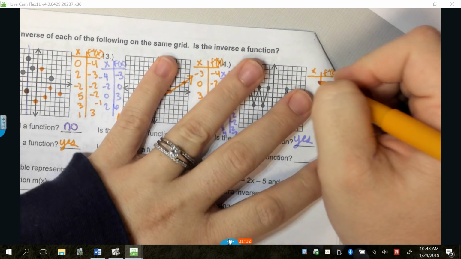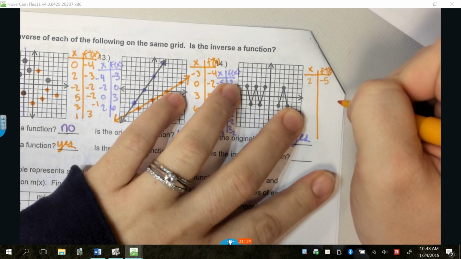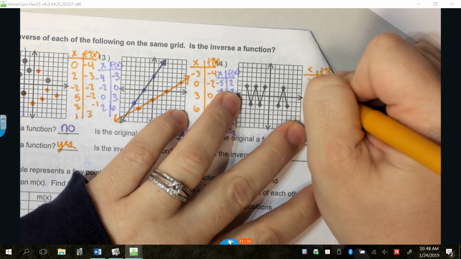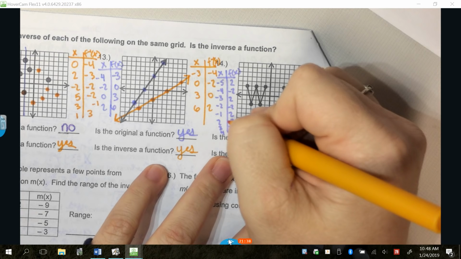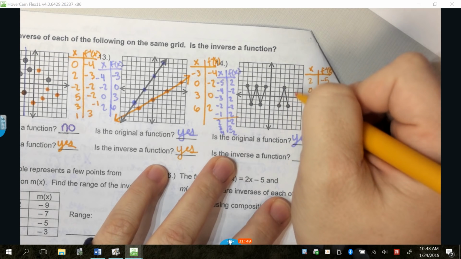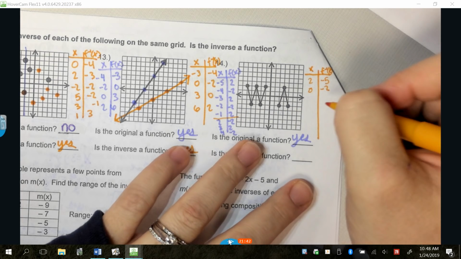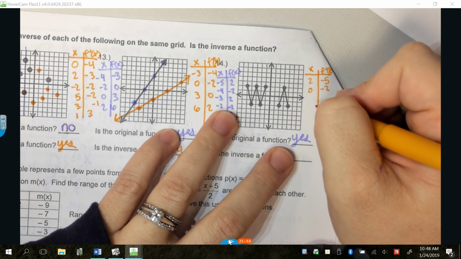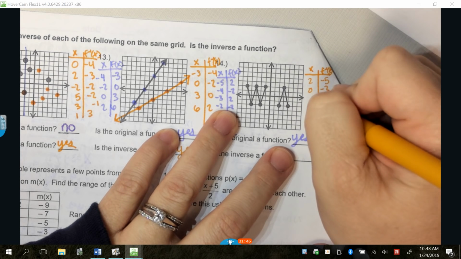Two, -5, 0, -2. I also want you to realize these last 3 points are going to be that little one by itself. So I'm just going to draw a line there so I know. -3, so 2, -3.